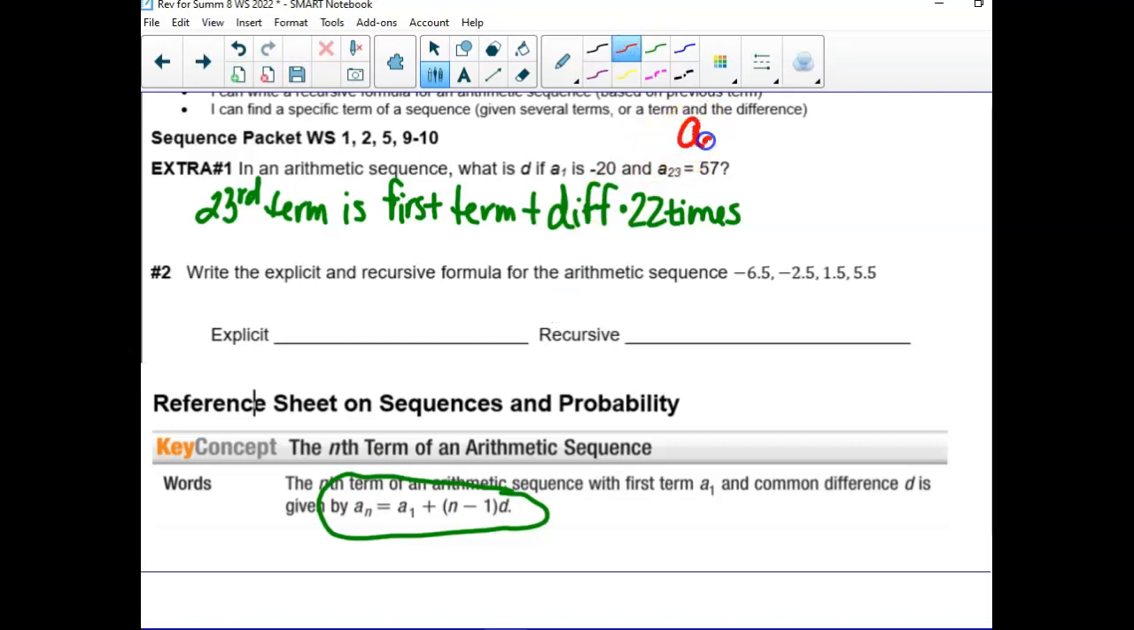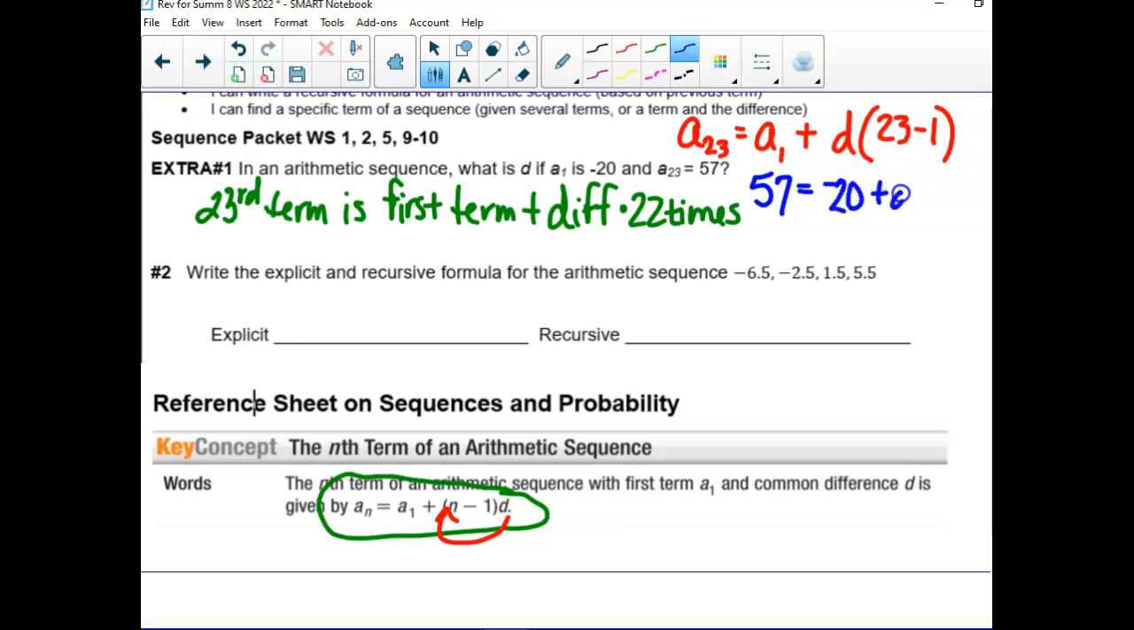If we filled this in, the 23rd term would be the first term plus the difference, and I always put the D out in front here, 23 minus 1 times. Well, we know the 23rd term is 57. Okay. And we know the first term is negative 20. And we're trying to find the difference. And 23 minus 1 on a good day is 22. Okay, so how would we solve that?